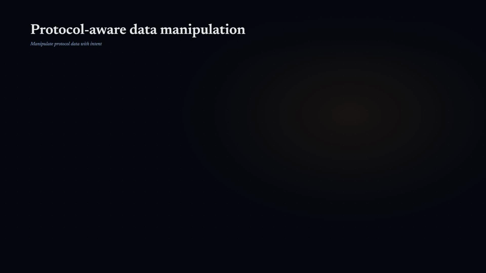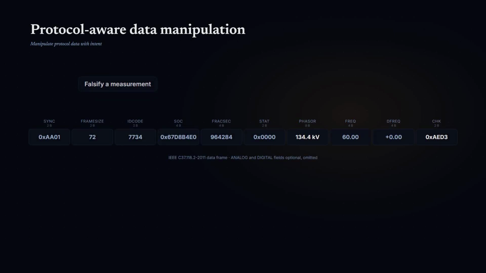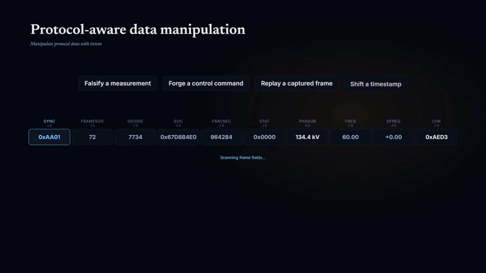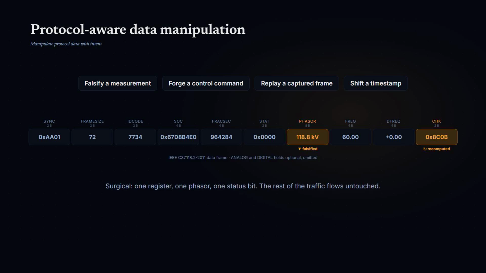The platform manipulates protocol data with intent. It can falsify a measurement, forge a control command, replay a captured frame, or shift a timestamp. Because the rewrite happens at the field level, the change is surgical. One register, one phasor, one status bit, while the rest of the traffic flows untouched. Companion simulators stand in for the real field devices, so every manipulation has a target to act on.